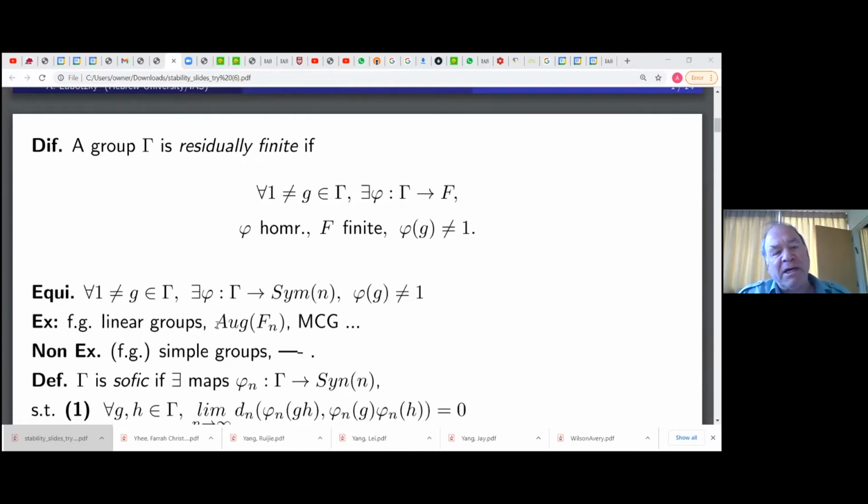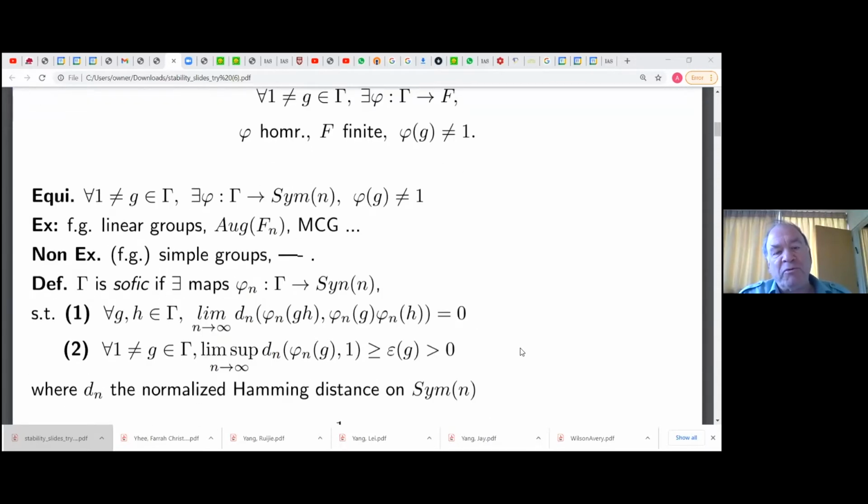And many groups are residually finite, more or less. Many groups that you meet in the street are residually finite, like finitely generated linear groups. The automorphism group of the free group is residually finite. Mapping class group is residually finite. But there are many groups which are not residually finite. For example, there are simple groups and even finitely generated simple groups. And of course, a simple group has no normal subgroups, and therefore it cannot be residually finite.